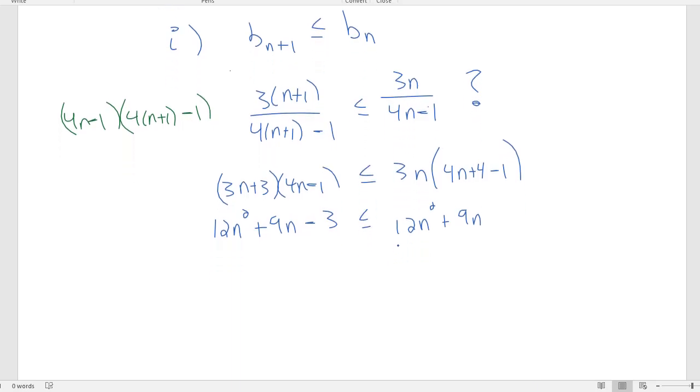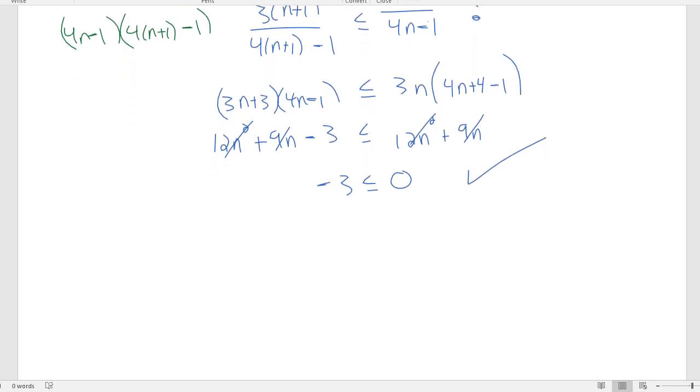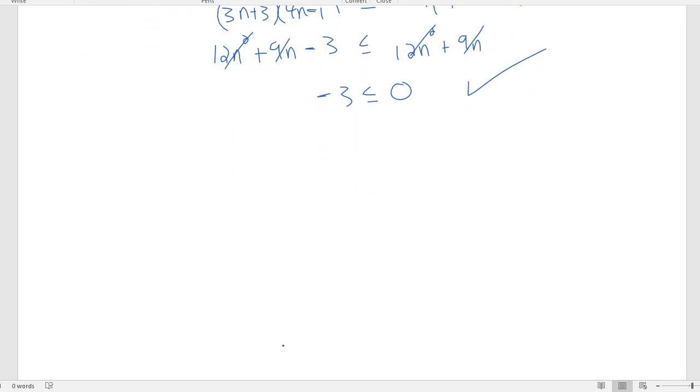So let's see, I can subtract 12n squared from both sides. That's going to go away. I can subtract 9n from both sides. That's going to go away. And I'm going to get -3 is less than or equal to 0. And that is a true statement. So the terms are decreasing. So we've met that condition. Now I told you this diverged, so that must mean the second condition fails.